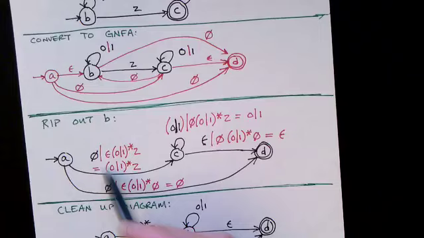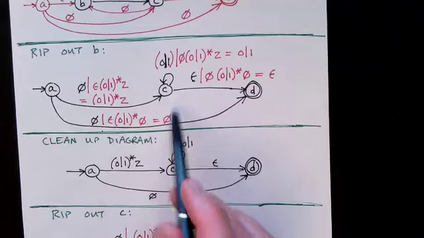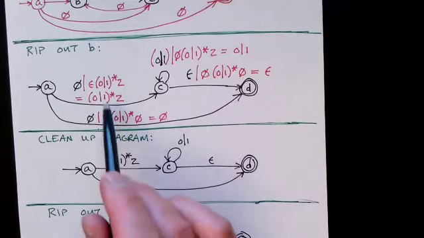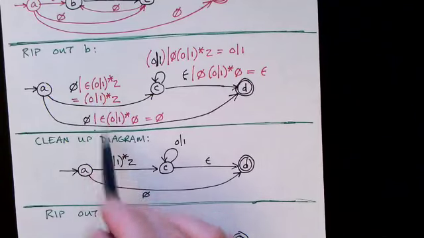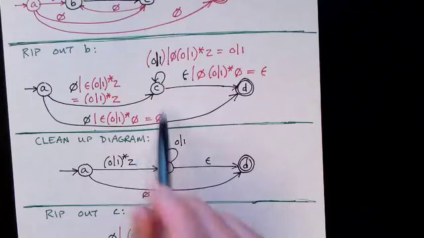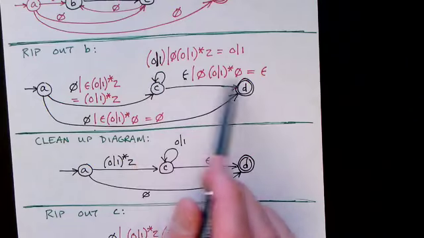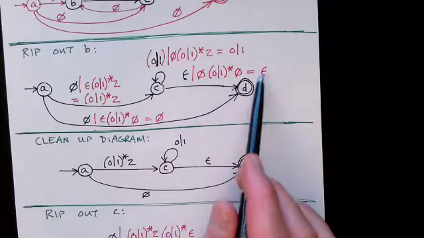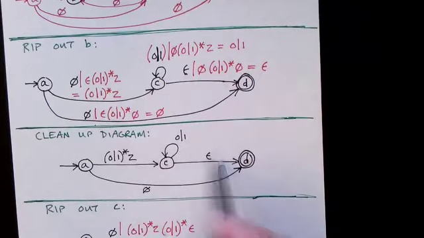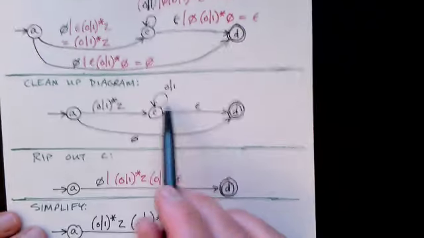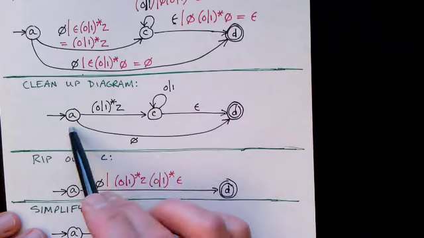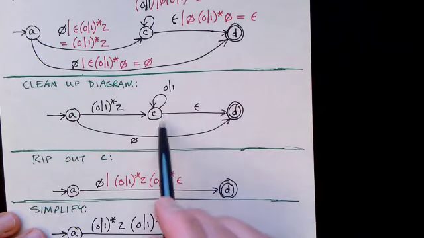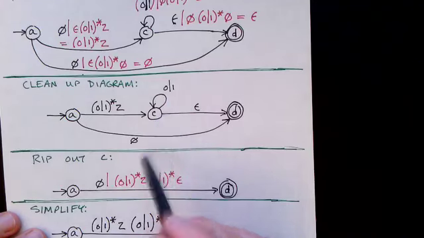So now we've got only 4 edges left. Now we're going to clean up our diagram a little bit so that we can work with it. So this simplifies to 0 or 1 star 2. This is just 0 or 1. This edge from C to D is epsilon, and then from A to D it's just empty. Now we choose to rip out C, the only possible choice at this point, because we cannot choose the initial or the final states. So the only other state left is C. We're going to remove that.